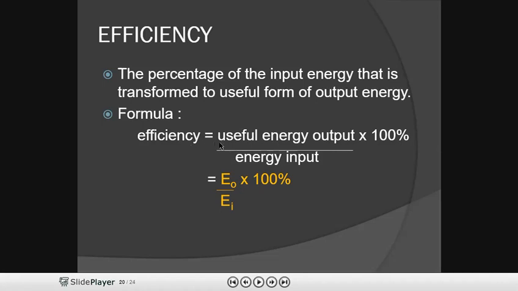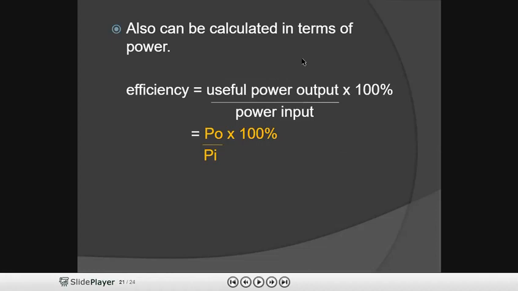So the formula for efficiency is useful energy output, और यहाँ पे useful energy output will be actually equal to the work done. So work done over total energy input. This will be the efficiency, but efficiency is always presented in percentage. So multiply this one by 100%. And as it is a ratio of two quantities, efficiency has no units. Then it can be calculated in terms of power as well, meaning useful power output over power input.